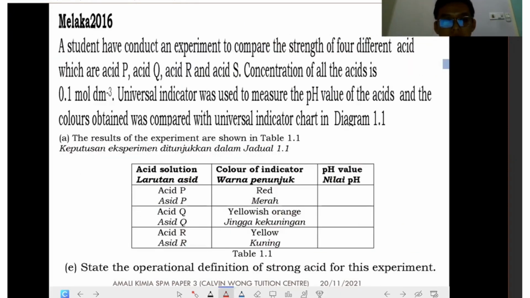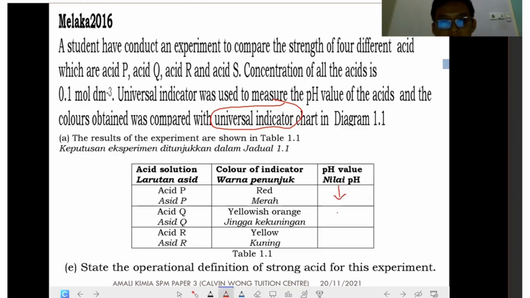Okay, we will see the sample. This is an example of a question they show you. Acid P, acid Q, acid R. You can see the color of the pH. We are using the universal indicator. So when the color tends to become red, it means the acid is very acidic. This is very acid, so very acid is actually lower pH.